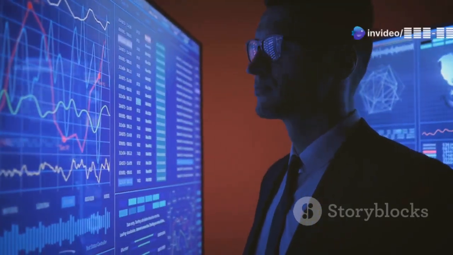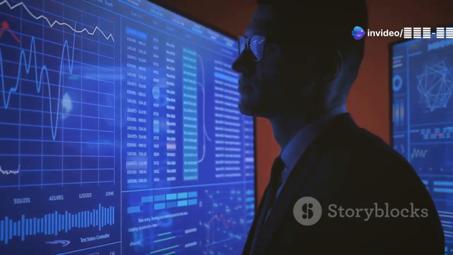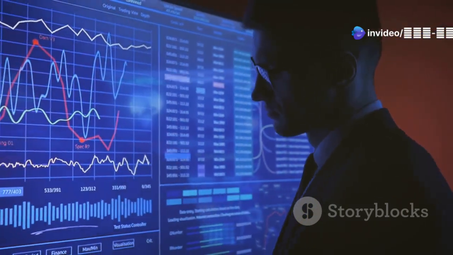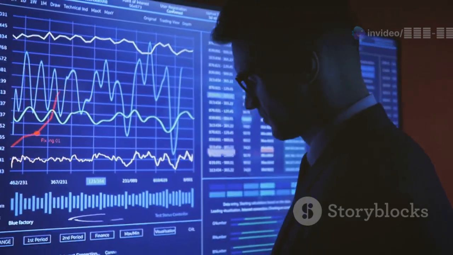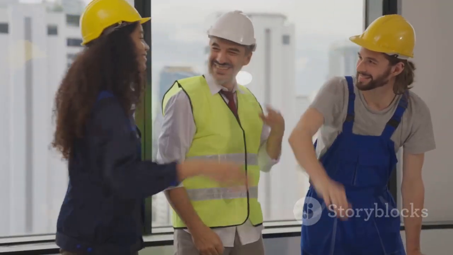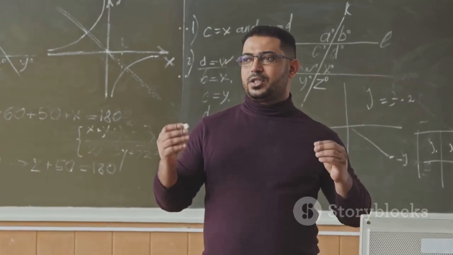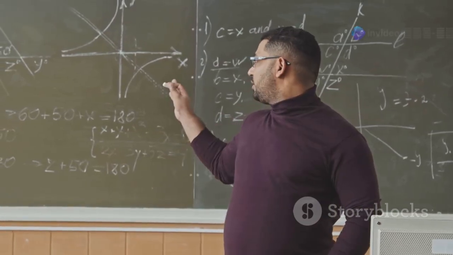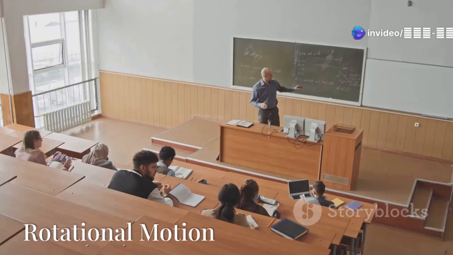Now, curvilinear motion can be a bit trickier to analyze than rectilinear motion because the direction of motion is constantly changing. But hey, that's what makes it exciting, right? It's like solving a puzzle. You need to break down the motion into its components to understand it fully.